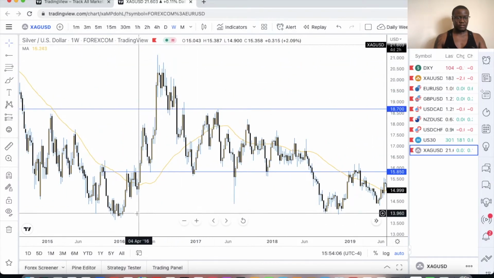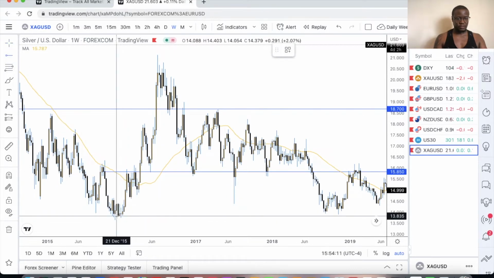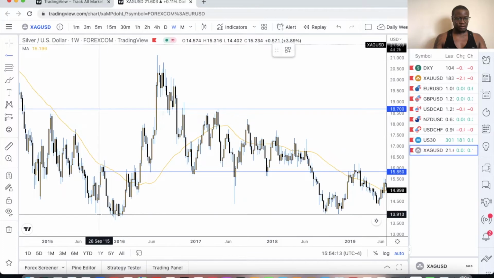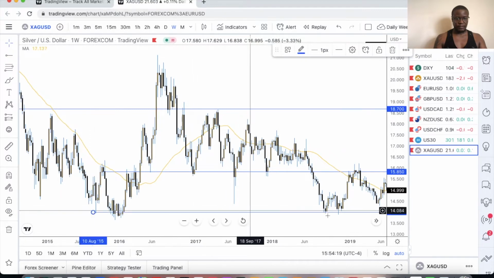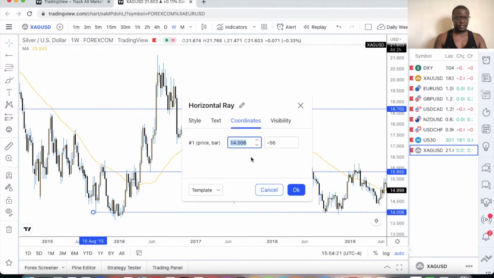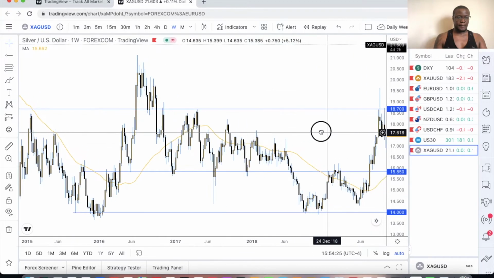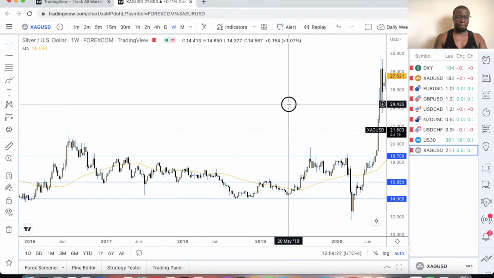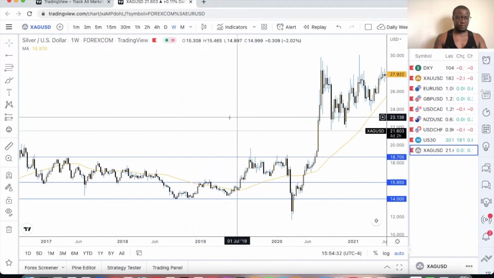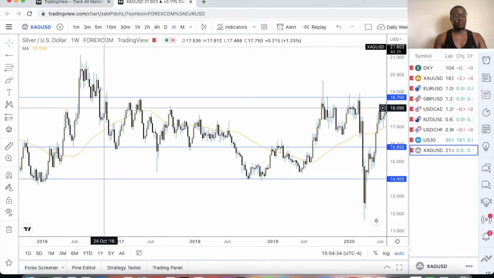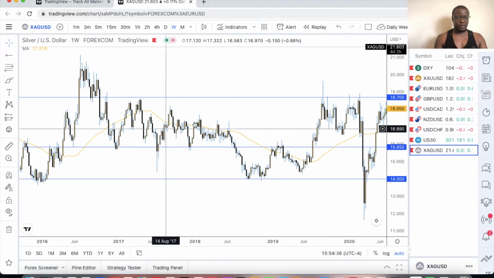We also got this area of support right here as well. You can mark this off. Could be a flat number like 14 flat. So I'll put 14 flat here. All right, so as you can see, the market just pretty much trades in between these levels.